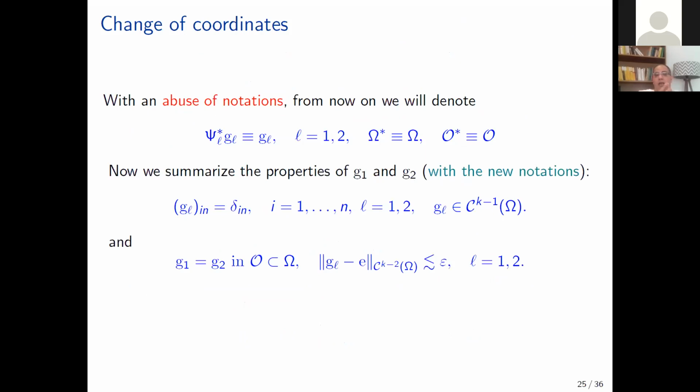Now, by abuse of notation, we will denote the new metric, which is the pullback of the metric G1 and G2, by G, the new domain omega star by omega, and the new boundary portion O star by O. So we summarize the properties of G1 and G2 with the new notation. Then G satisfies some special form. G1 equals G2 near the boundary, and the metrics G1 and G2 are close enough to the Euclidean one in the C^(k-2) topology.